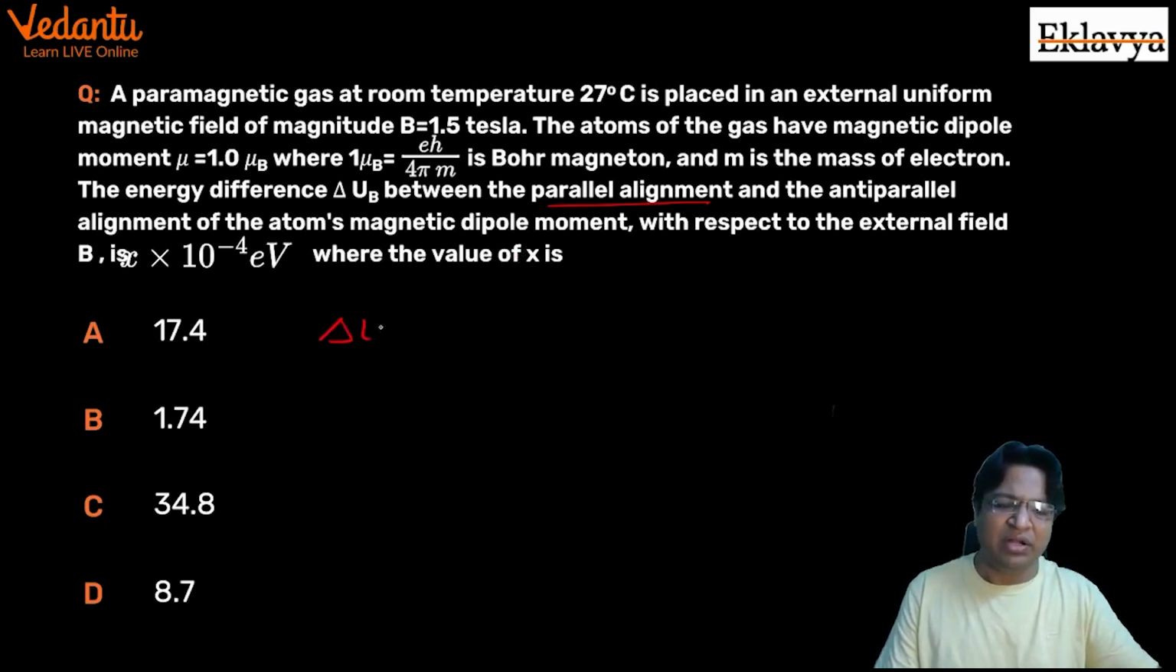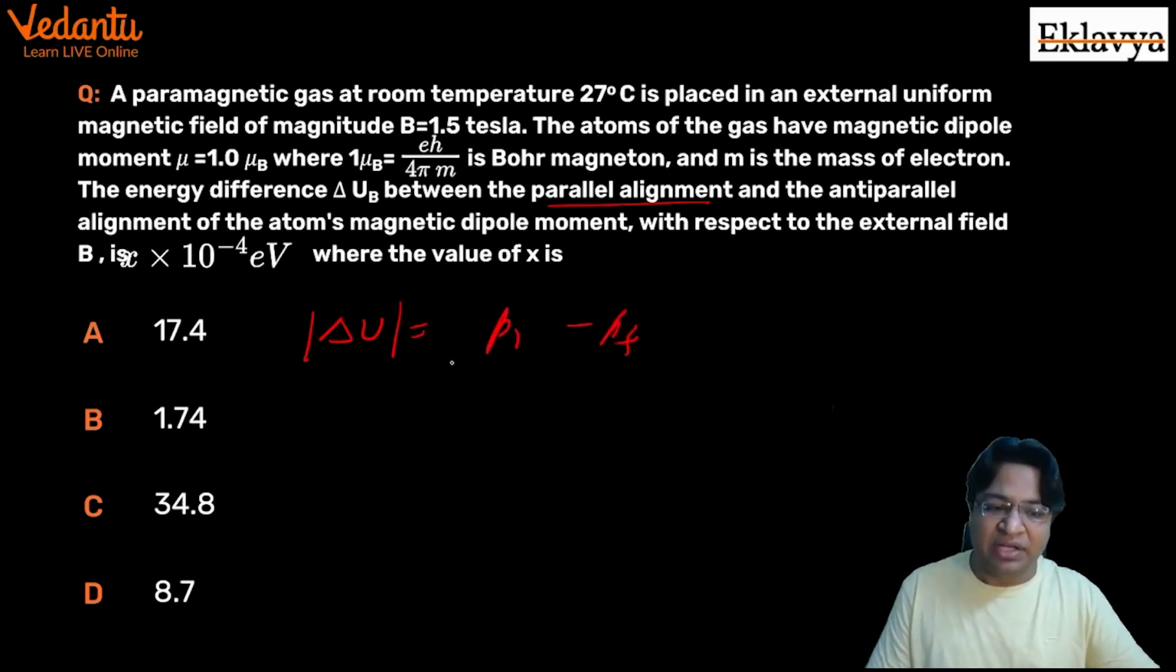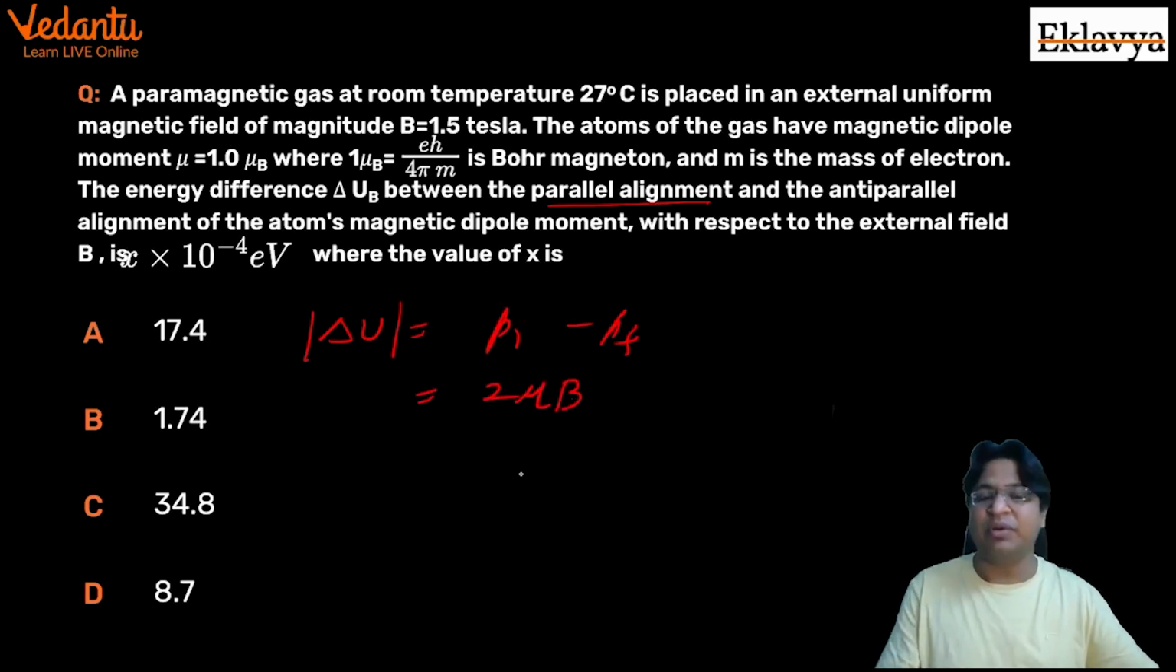So we know that if I calculate the mod, it would be U initial minus U final. On one side it is aligned, and then it is not aligned. So 2 times mu into B, that should be the answer, because in one scenario, when it is aligned, the energy would be minus mu B. When it is not aligned, the energy would be plus mu B. So when you take the difference, it becomes 2 mu B.